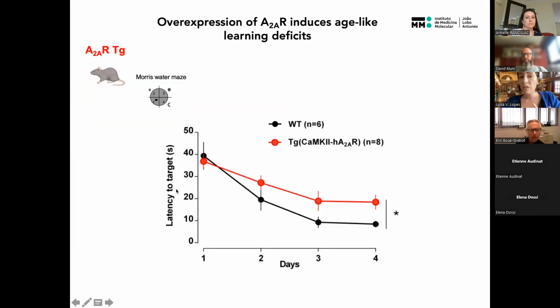And then, of course, the first thing we did was to check whether these animals also had cognitive deficits like we see in aging, and actually they do. If you do a Morris water maze, you see that the learning curve for the Morris water maze is impaired in the transgenic animals, as you can see here in red.